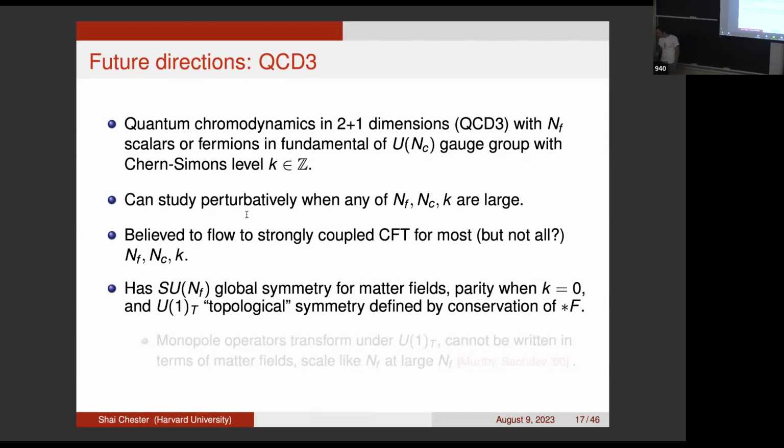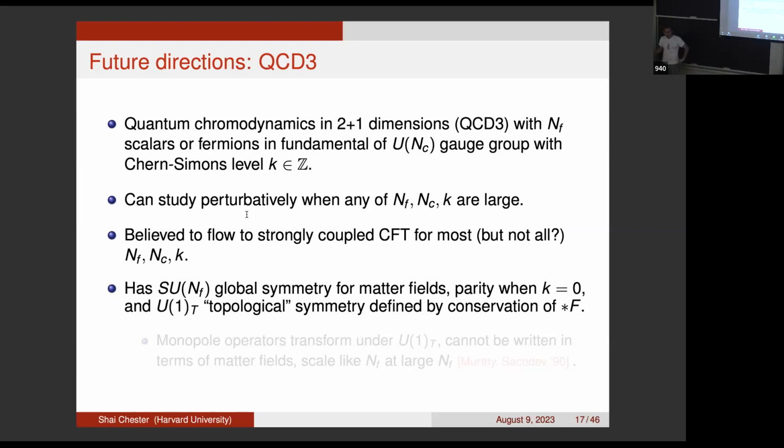And so another aspect of these theories is that they have an SU(N_F) global symmetry when you rotate the N flavors. When the Chern-Simons level is 0, they preserve parity. But there's another flavor symmetry called U(1)_T, where T is for topological. And this is special to the fact that we're talking about a 3D gauge theory. So whenever you have a 3D gauge theory, you can take your field strength F, you take the Hodge dual, and that basically defines a local current. And so that's why you have this unusual U(1) symmetry.